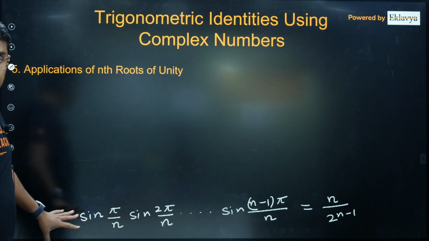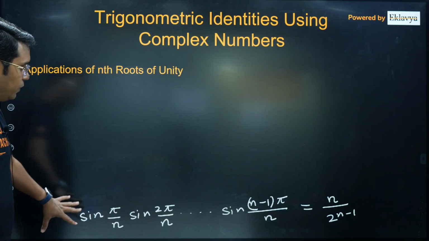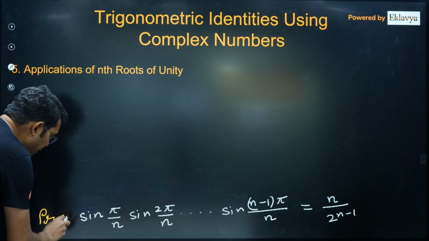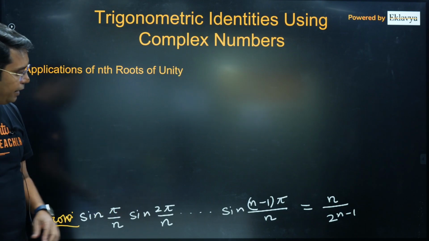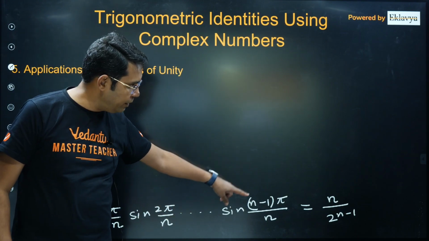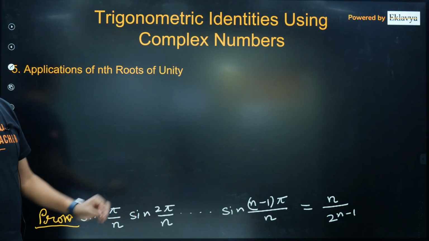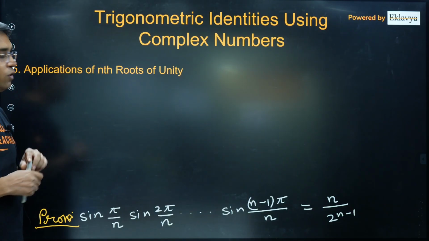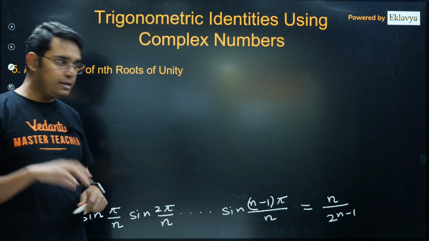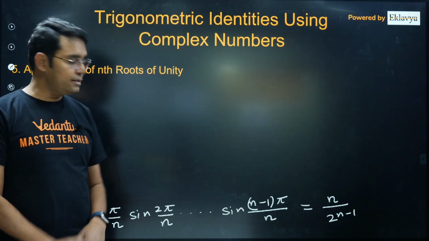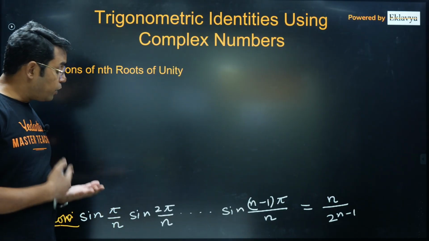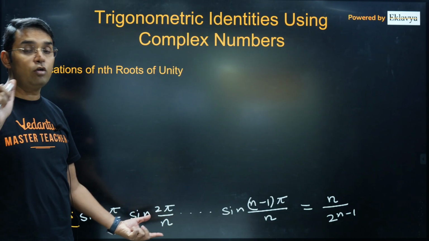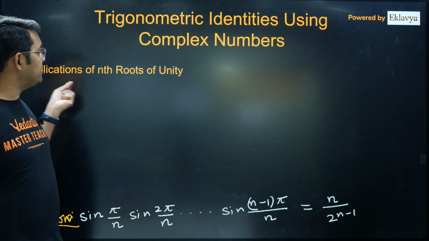So my first result is there on that screen. You can see we have to prove that sine pi by n, sine 2 pi by n, and so on, sine (n minus 1) pi by n is equal to n upon 2 raised to the power n minus 1, for any natural number n. Let's see how this can be done. Dear all, I will not suggest that you remember it, but I will definitely suggest that you should know how it is coming. The product of sines when angles are forming an AP, I think we have done for summation but not for product. This will come using this nth root of unity.